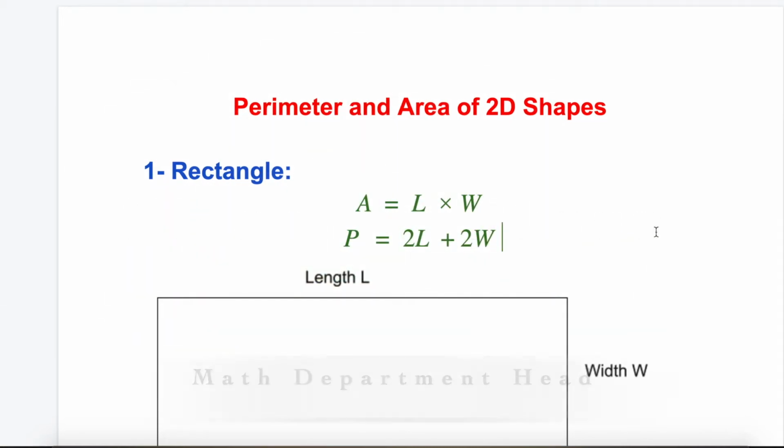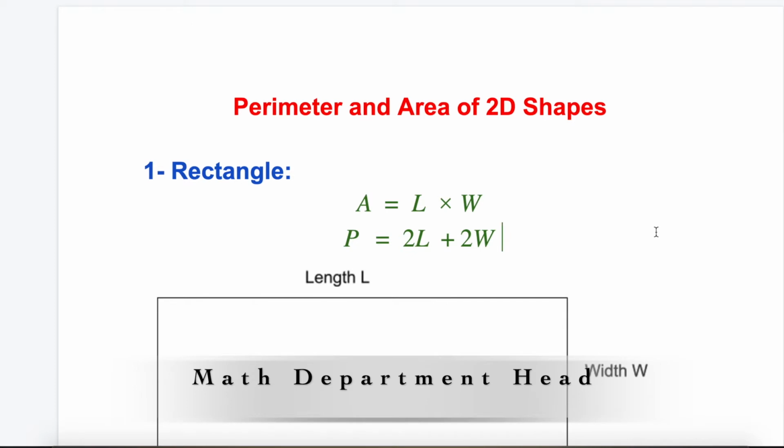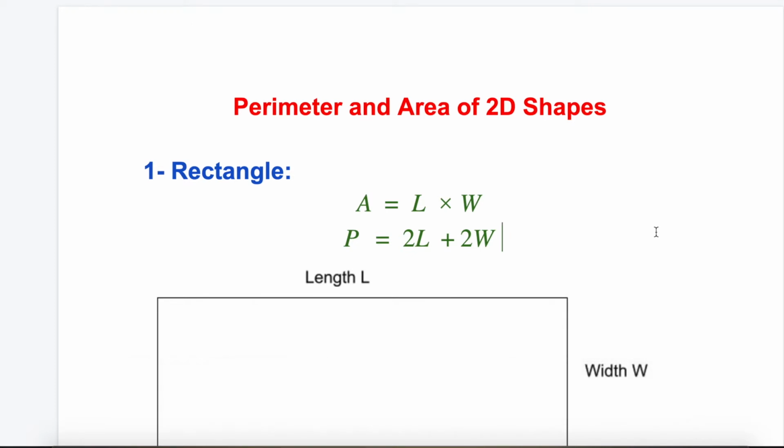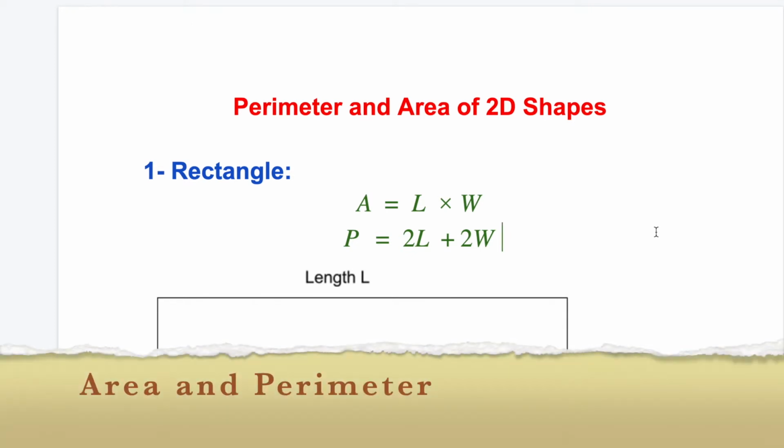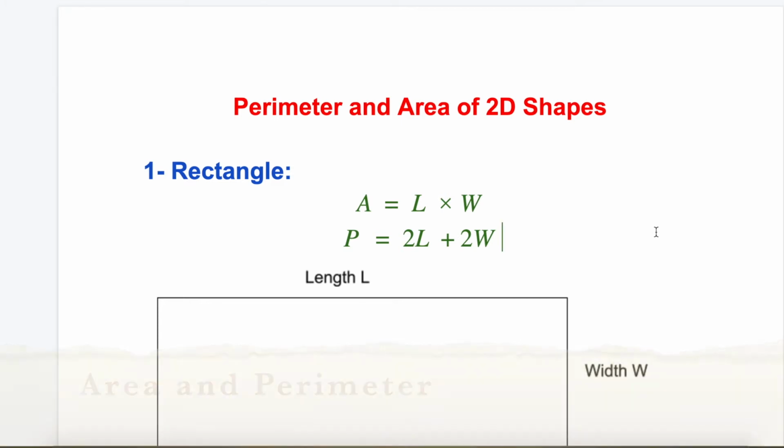Today I want to teach you about perimeter and area of 2D shapes. Perimeter represents the sum of all distances, or all the sides around a shape, so you just need to add them. Whereas area represents how many square units can fit inside this shape.